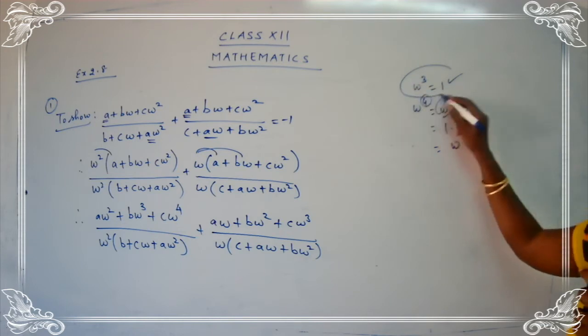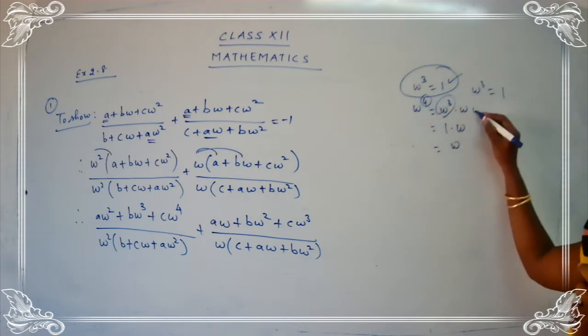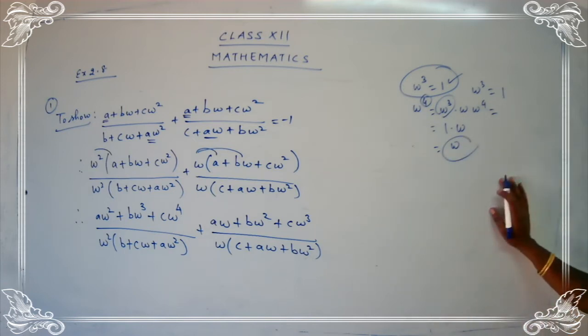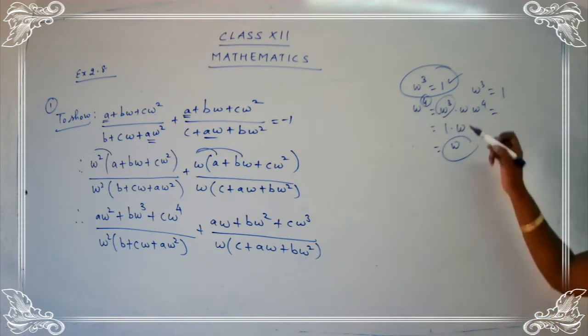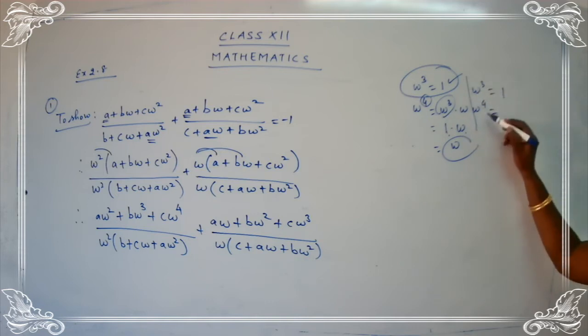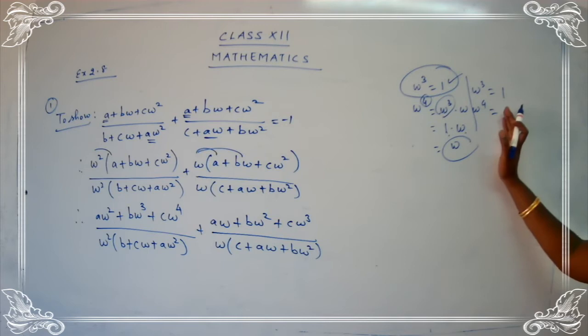So we know the value for omega cube. What is it? It's 1. And what is the value for omega raised to 4? It's omega. How do you get the value as omega? You're just going to split 4 as 3 plus 1. And we know that omega cube is 1. So 1 into omega gives you the answer as omega. Are you clear children? So we are just going to put this value over here.